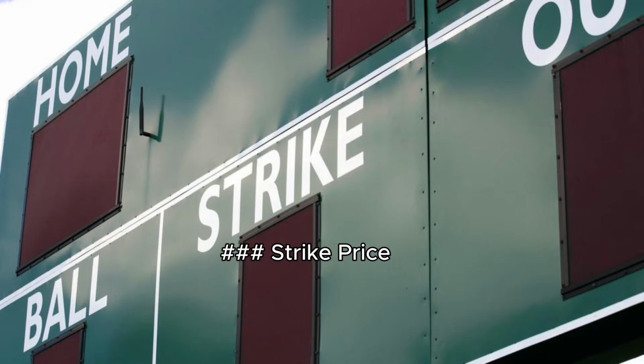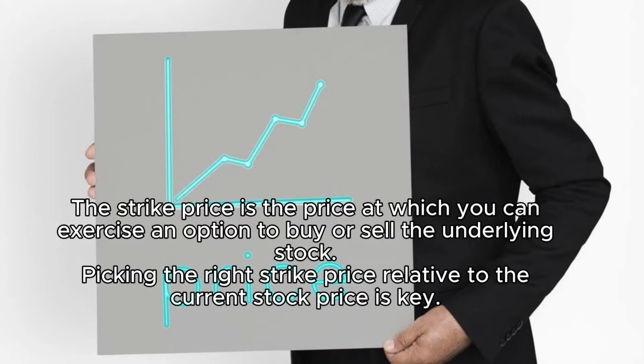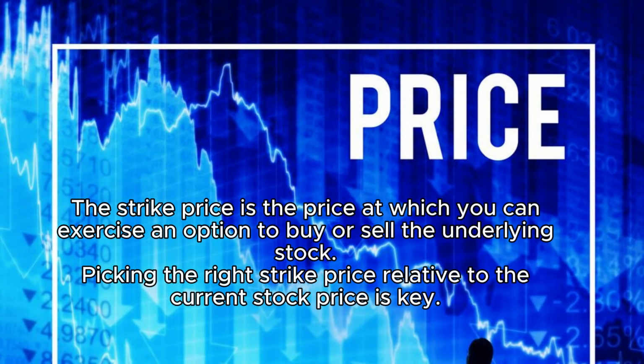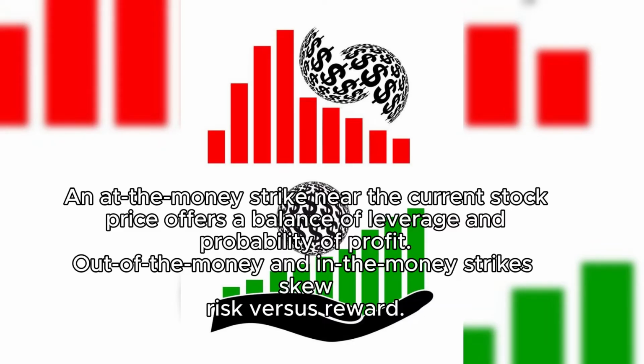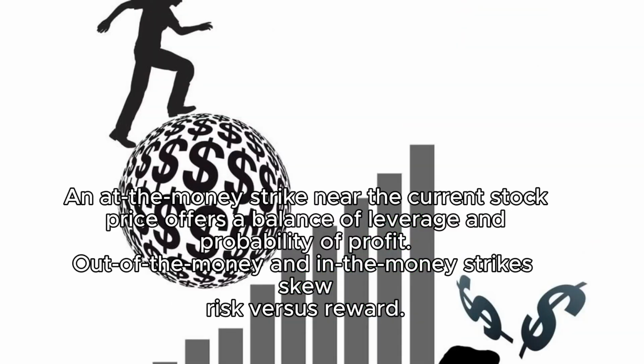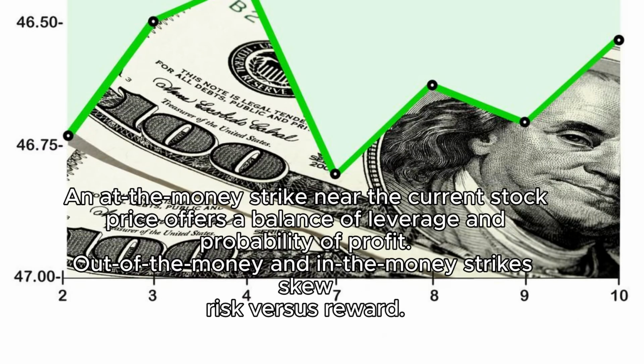Strike price. The strike price is the price at which you can exercise an option to buy or sell the underlying stock. Picking the right strike price relative to the current stock price is key. An at the money strike near the current stock price offers a balance of leverage and probability of profit. Out of the money and in the money strikes skew risk versus reward.